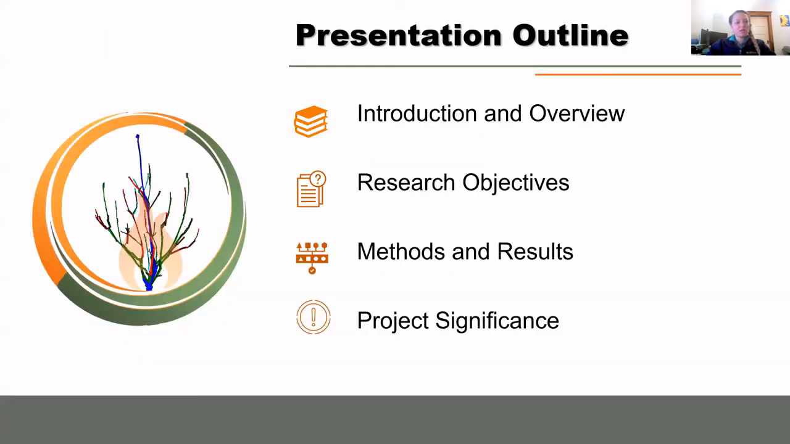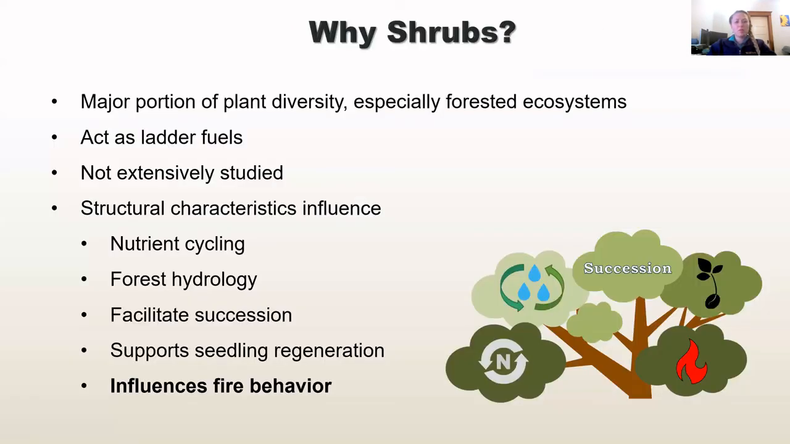So just to outline, I'll introduce and give an overview of my topic, briefly outline the research objectives, and share some of the methods and results thus far. This is still an ongoing project, so I'm still currently working on this, and I'll also highlight some of the project significance. So why shrubs? Shrubs comprise a major portion of the biodiversity in many terrestrial biomes, especially forested ecosystems.